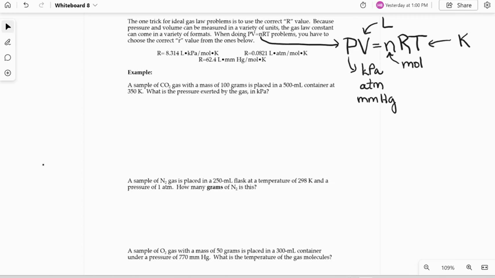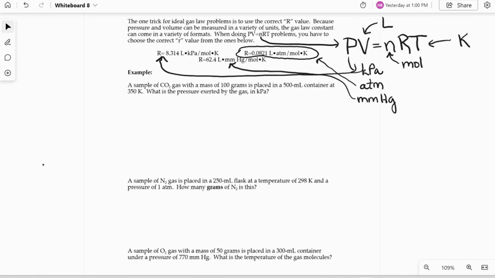If you convert to atmospheres, you're using the value 0.0821 liters atmospheres per moles K. Sometimes you'll see it as 0.08206. That's the same number, just to a different number of sig figs. We're not going to let that confuse us. So if I'm in atmospheres, this is the value I use. If I'm in kilopascals, this is the value I'll use. If I'm in millimeters of mercury, this is the value I'll use.